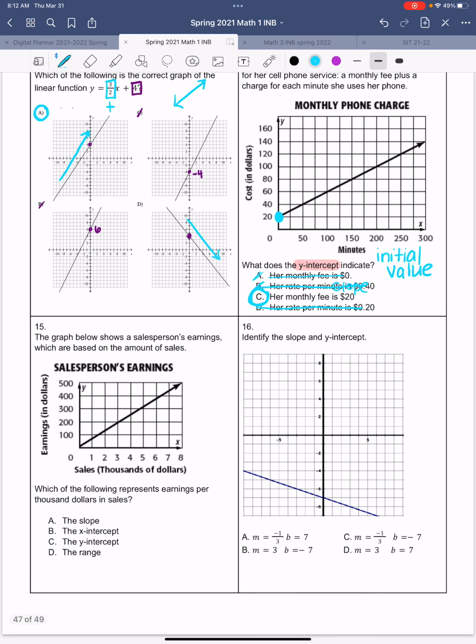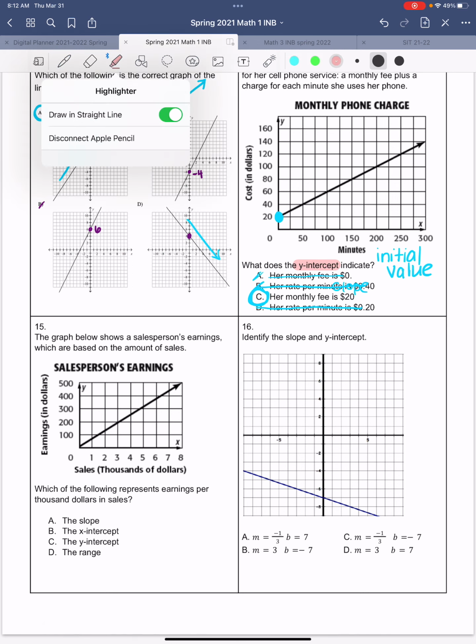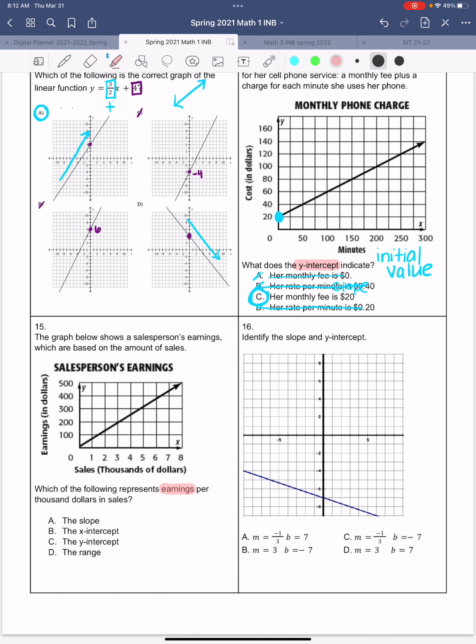All right, so the graph below shows a salesperson's earnings, which are basically amount of sales. So what represents the earnings per thousands of dollars? The key here for this word is per. That's going to be your repeating amount. So if we're talking about per and we're repeating every single time, then that's going to be your slope.